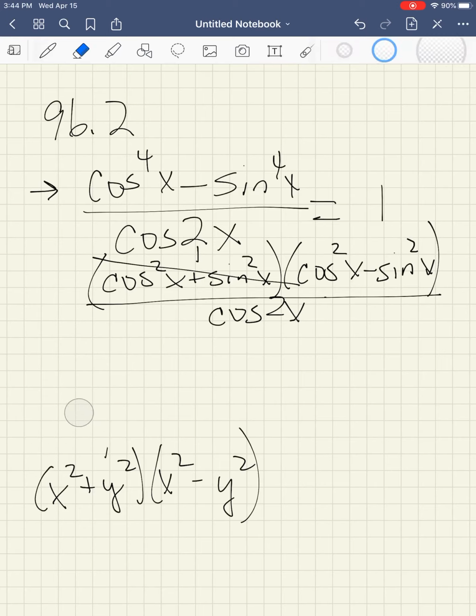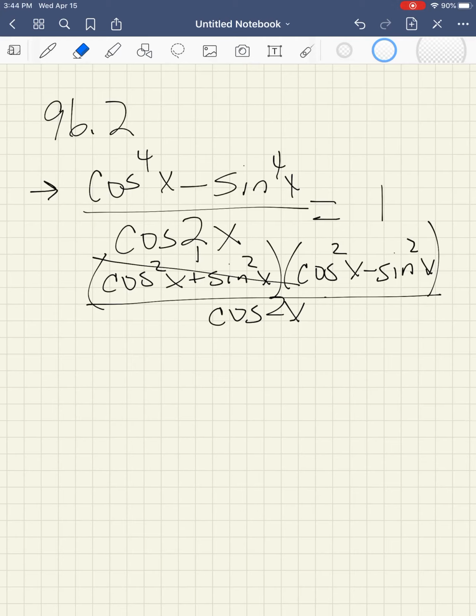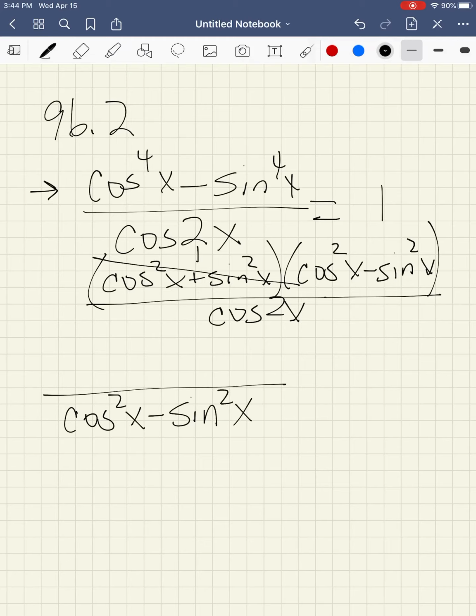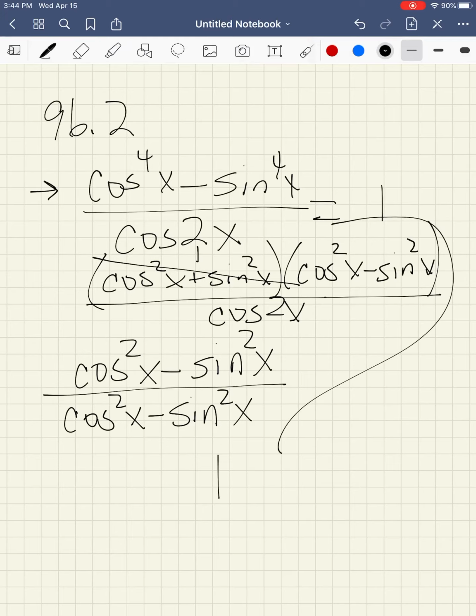Now, get your cards out again and tell me, we have 3 different forms for the identity of cosine of 2x. What's one of them? The first one that we did, what was it? Did you find it? It's cosine squared x minus sine squared x. So those two, numerator and denominator, are the same. What does that reduce to? 1. So it equals 1, which was what we were supposed to show.